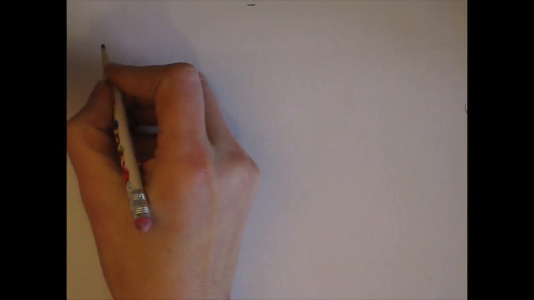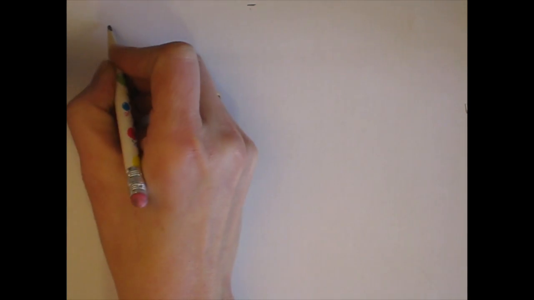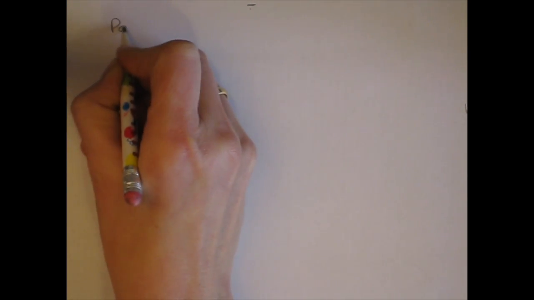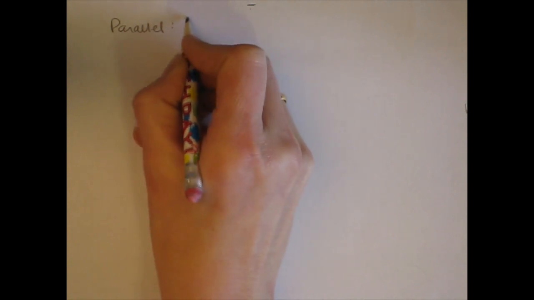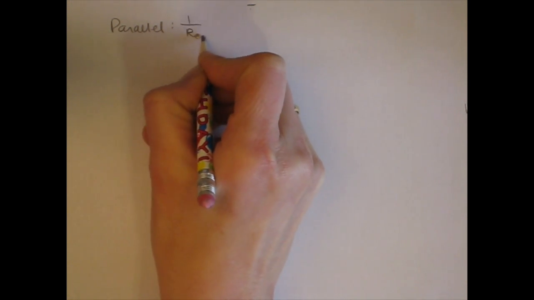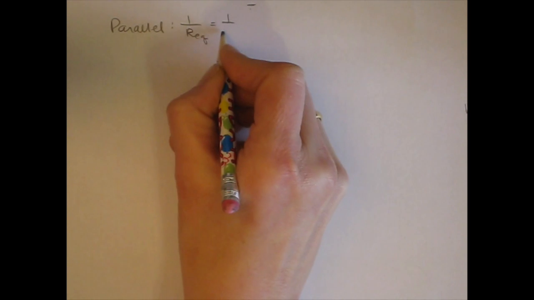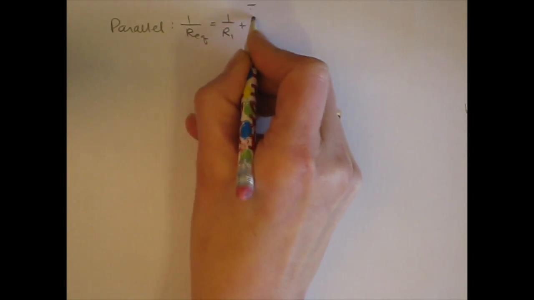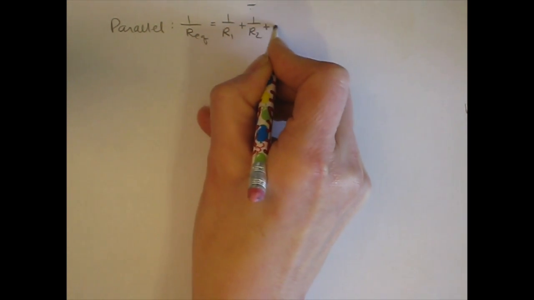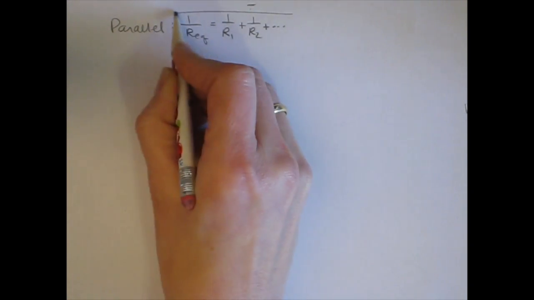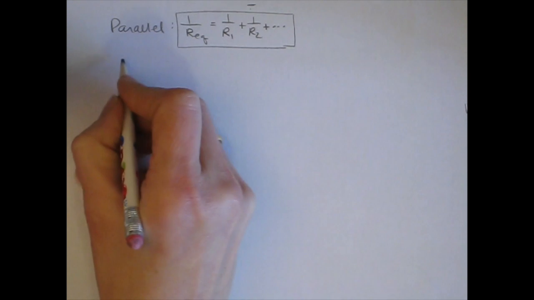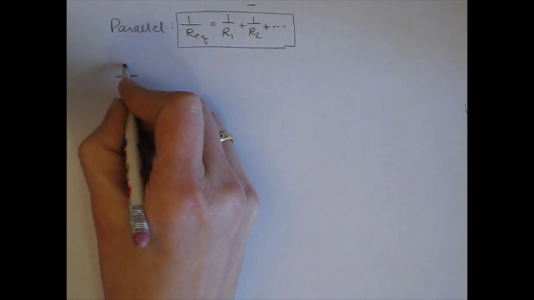This is an example of a parallel circuit, finding the equivalent resistance and analyzing the circuit. So for parallel circuits or parallel combinations of resistors, the equivalent resistance is equal to 1 over the first resistor plus 1 over the second resistor plus any more of those terms that you need for the number of resistors that you have. Let's work an example so you can see how this works.